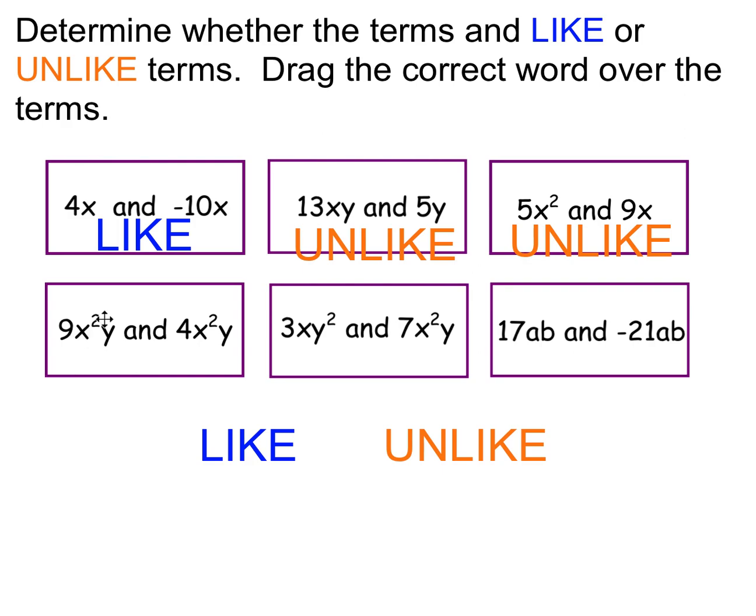This one is x squared y, and this one's x squared y. So those are both like. They will be able to be put together. These two are unlike. They're unlike, even though they're close, because this is x to the first power, while this one is x to the second power. This one's y to the second power, and then this one does not. So those are unlike. And the last one is like, because the AB and the AB are the same. Doesn't matter if it's negative or positive.